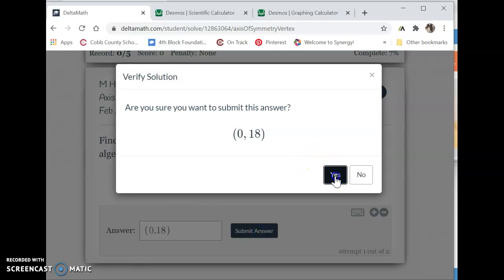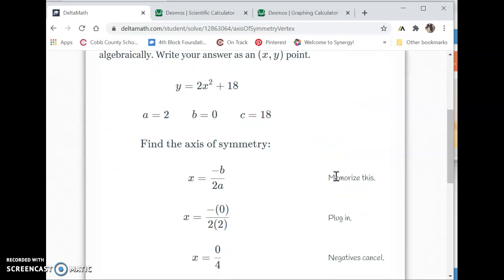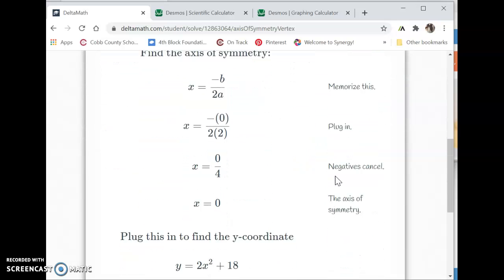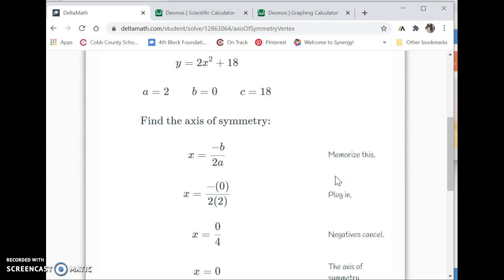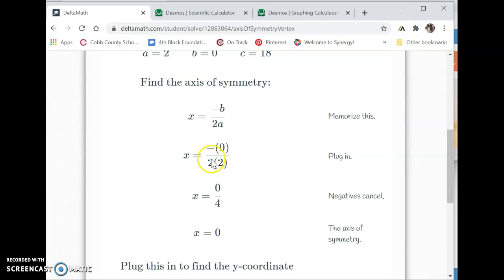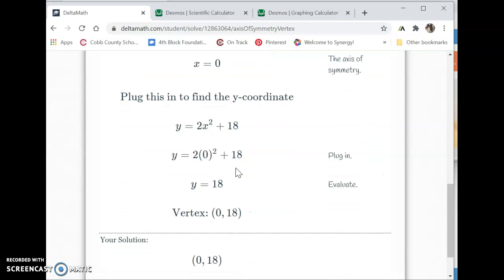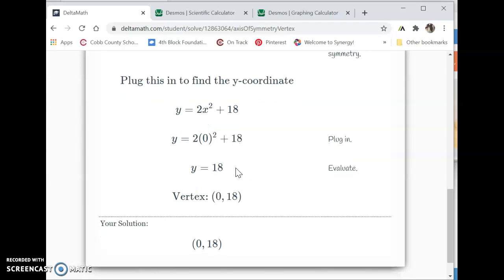So we're going to submit, we're going to click yes, and here is the written example should you need it. So if you find your A, B, C, your axis of symmetry formula, plug it in, and then you plug that coordinate in to your equation, and you write your solution.